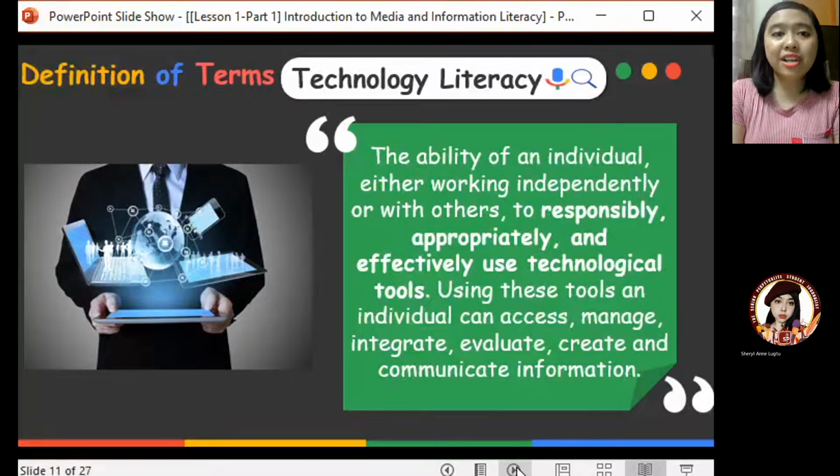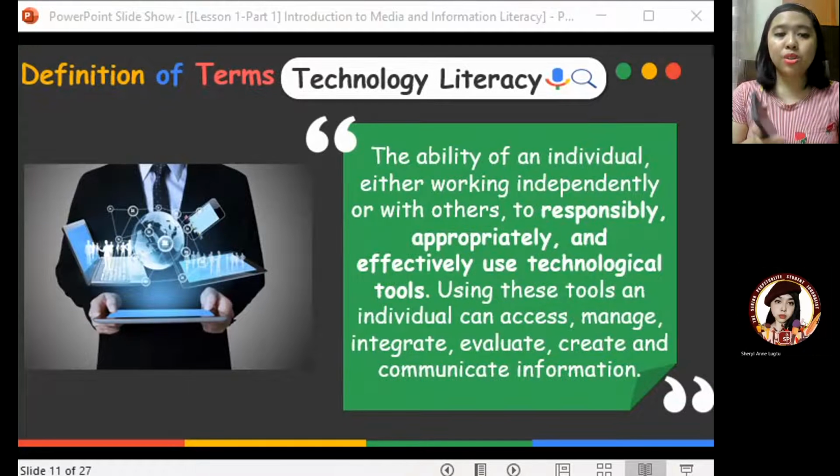When you say technology literacy, it is the ability of an individual, either working independently or with others, to responsibly, appropriately, and effectively use technological tools. Using these tools, an individual can access, manage, integrate, evaluate, create, and communicate information. So this just shows that it is not enough that you know how to navigate gadgets. It's not enough that you know how to turn on and turn off your cell phones, because that is just very simple.